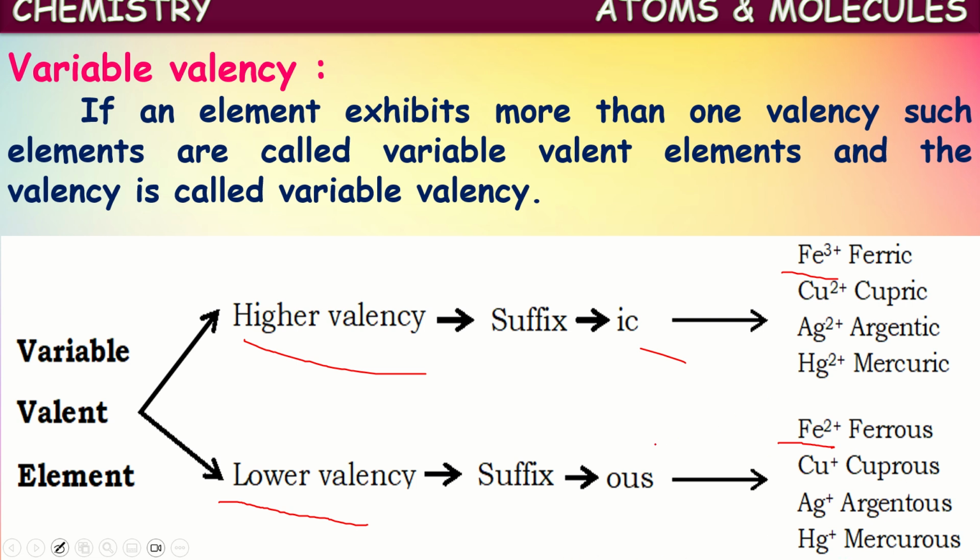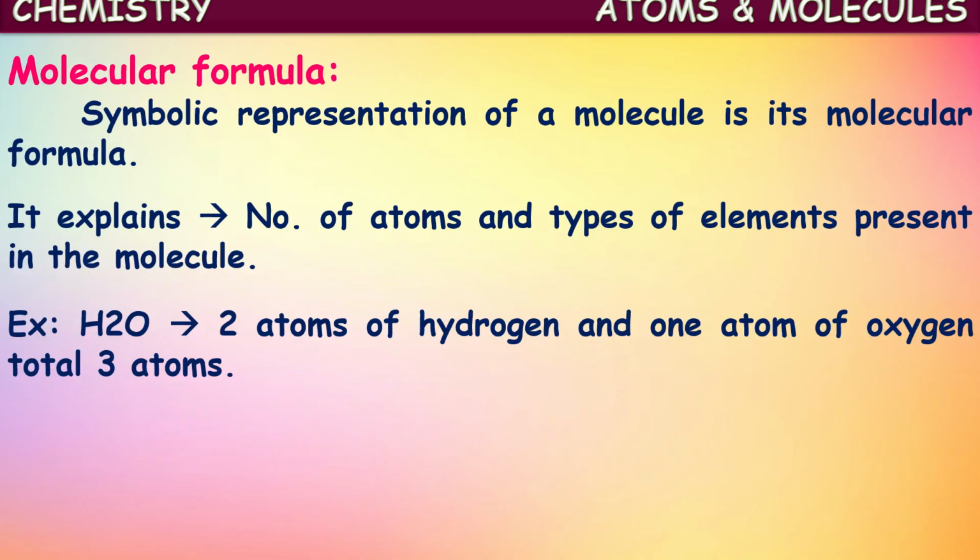Mercuric, mercurous. That means what? From these names only, we are finding whether it is lower valent or higher valent. Okay, ferric ion means Fe3 plus ion. Ferrous ion means Fe2 plus ion. Cupric ion means Cu2 plus ion. Cuprous ion, Cu plus 1 ion, like that. So in this way, positive elements possessing different valencies are called higher valent elements. They are suffixed with the ic and ous.